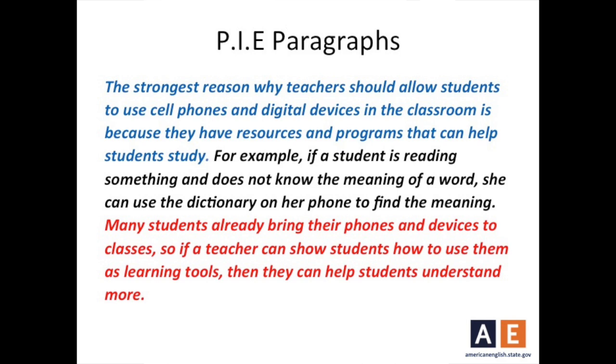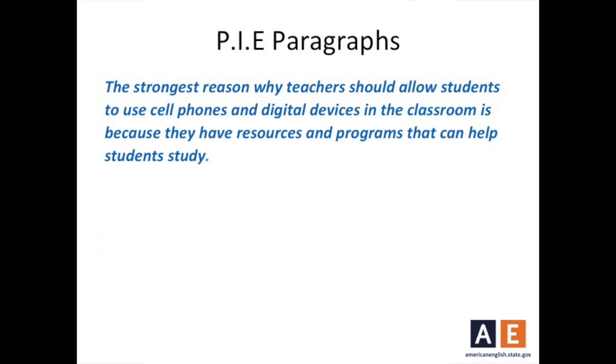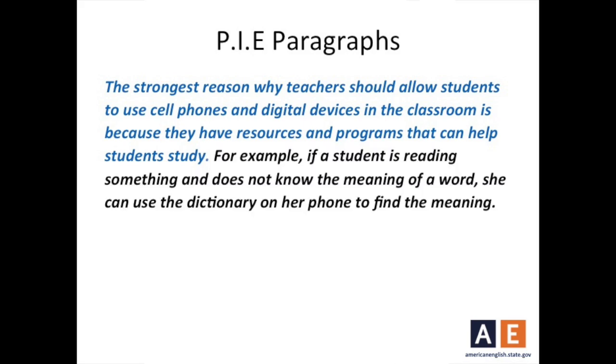After reading through the example paragraph, we see that there are 3 sentences and each serves a specific purpose. The first sentence, in blue, is the main idea of the paragraph, namely that cell phones should be allowed in class because they can function as study tools. The second sentence, in black, gives an example of how cell phones can be used as study tools. In this sentence, the writer points out that a student might use the dictionary feature on his or her phone to find the meaning of a word.